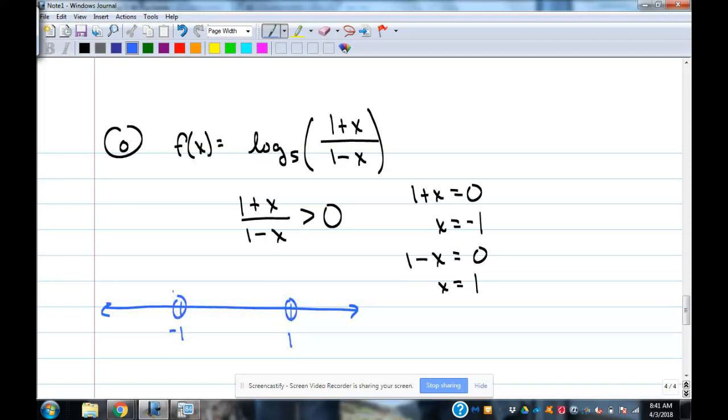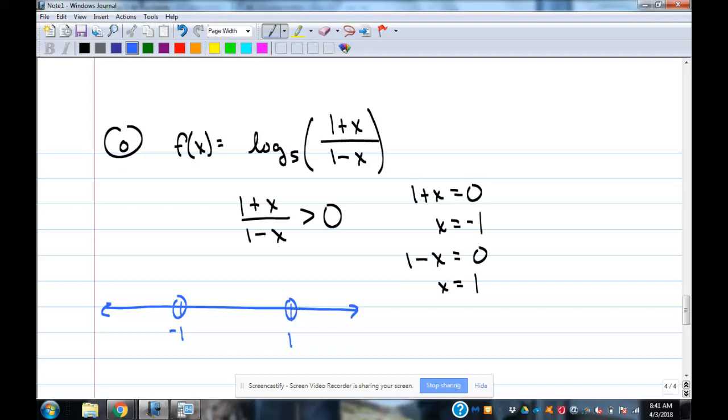With those values on a number line, then we've got to check. We've got 3 areas to check. We've got numbers that are less than negative 1, numbers that are between negative 1 and 1, and numbers that are greater than 1. We've got to check each of those areas to see what kind of numbers this inequality gets.